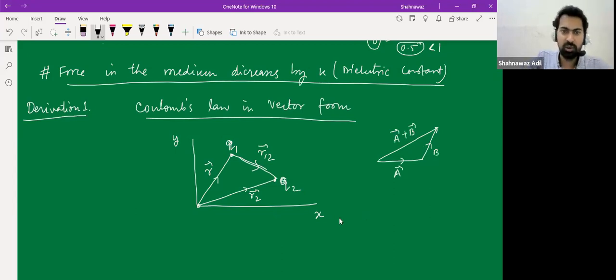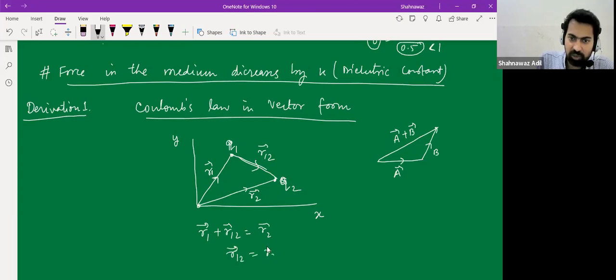In the triangle, you have this R1 vector and this R12 vector. So from triangle's law, R1 vector plus R12 vector would be R2 vector, right? So the separation vector would be R2 minus R1.